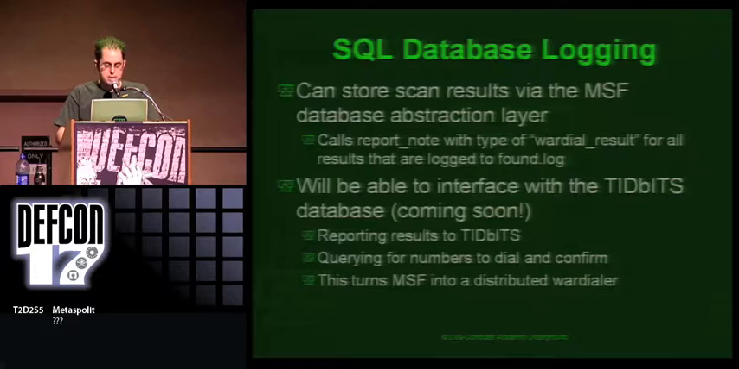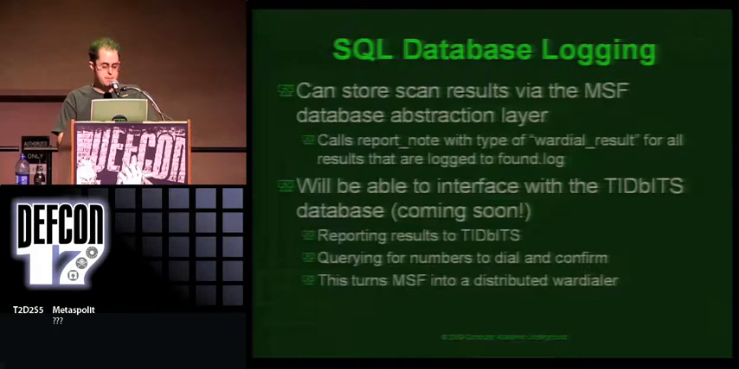To log to the database, it uses the database abstraction layer already available in Metasploit. Basically, all it does is call a report note method with the type of war dial result. So it's in your Metasploit database with that type. You can search for those, and that will give you all of your results.